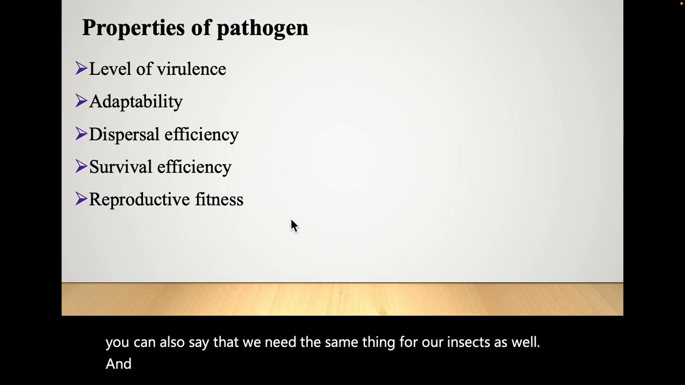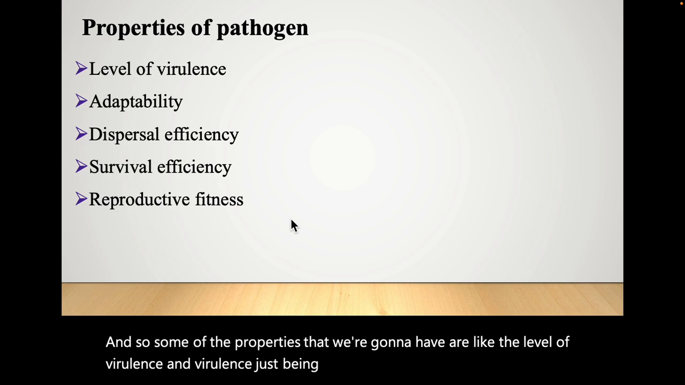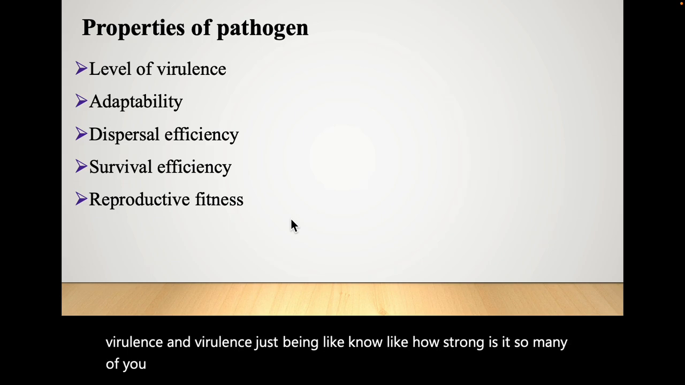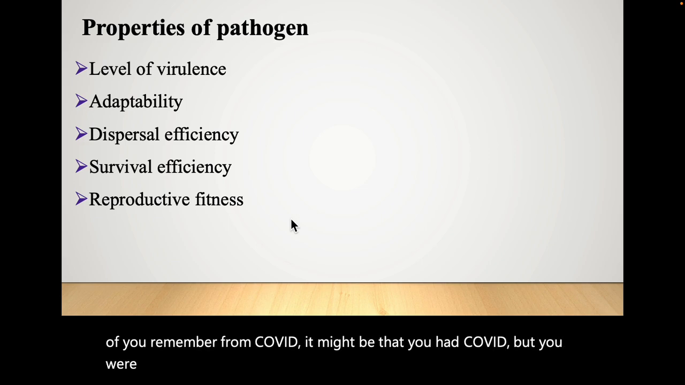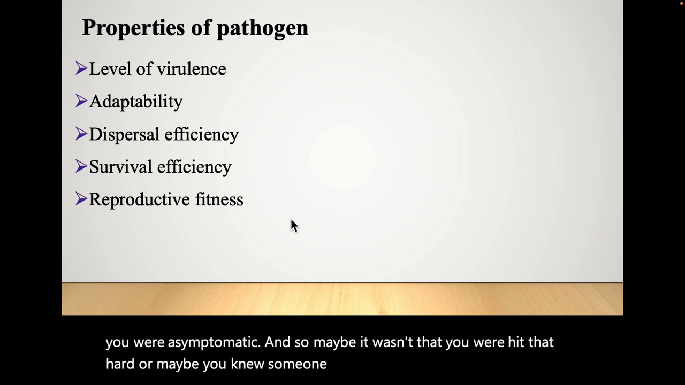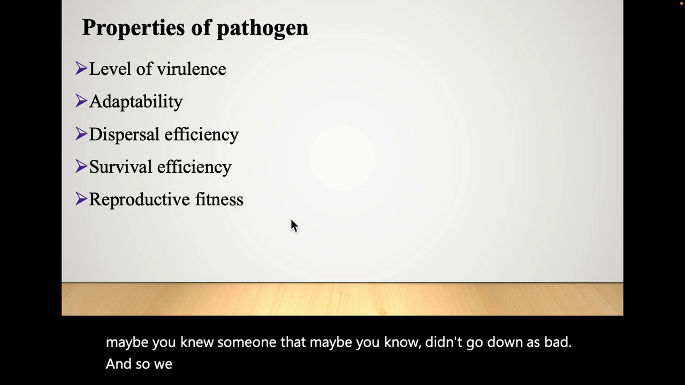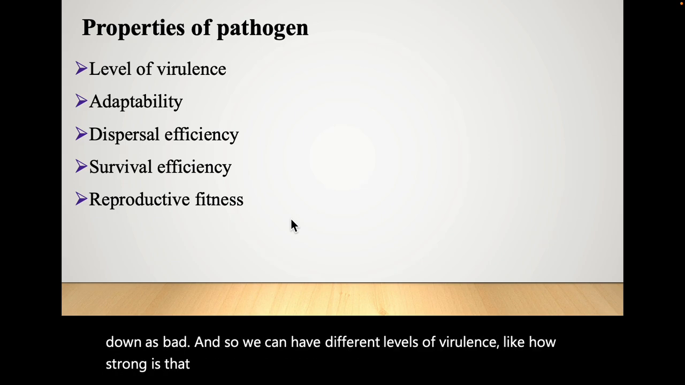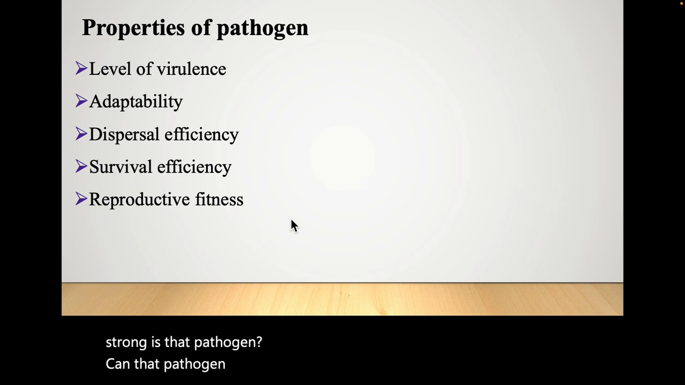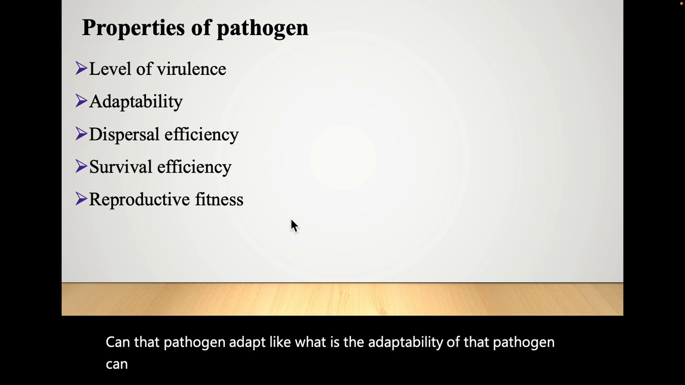Some of the properties of the pathogen are the level of virulence, and virulence is just how strong it is. Many of you remember from COVID, it might be that you had COVID, but you were asymptomatic. Maybe you weren't hit that hard, or maybe you knew someone that didn't go down as bad. So we can have different levels of virulence, like how strong is that pathogen? Can that pathogen adapt? What is the adaptability of that pathogen? Can it withstand insecticides?